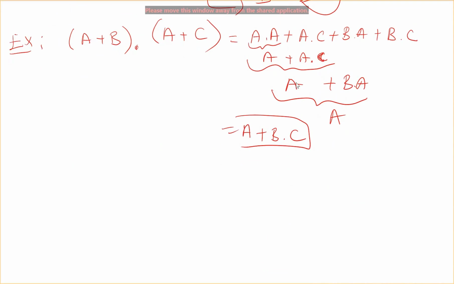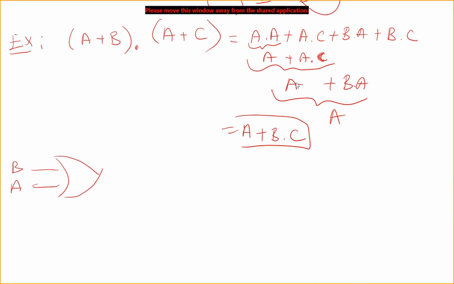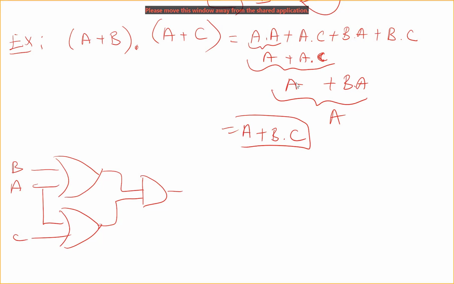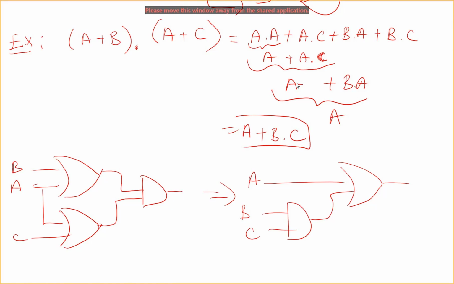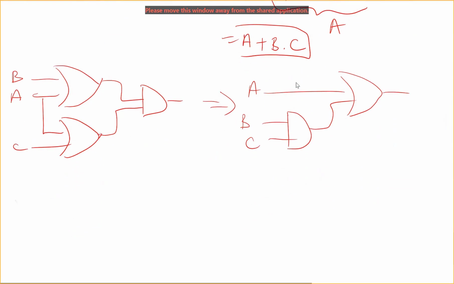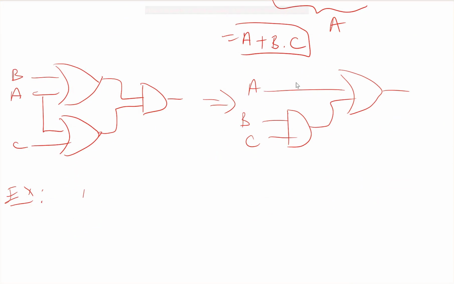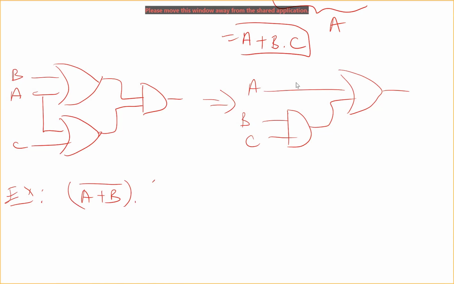So the original circuit was like this. So this is B, let's say this is A, this is C. This was my original circuit, but I minimized it to this. So instead of 3 gates, I implemented the same thing with 2 gates. And let's do one more example. So I am given this function, NOT of (A or B naught) and (C and D naught).